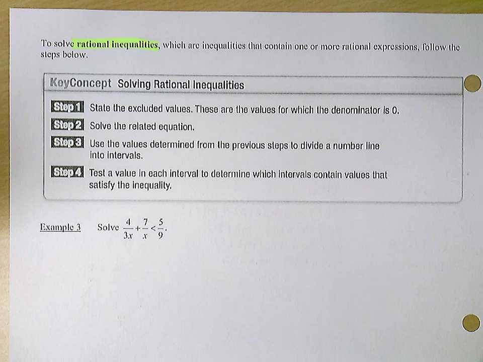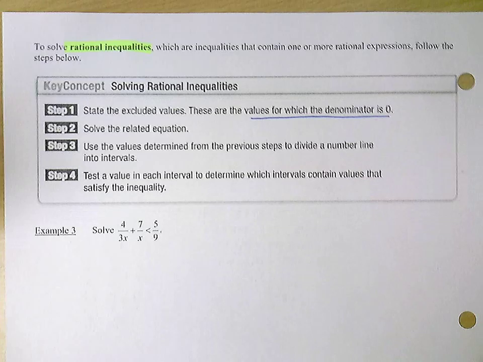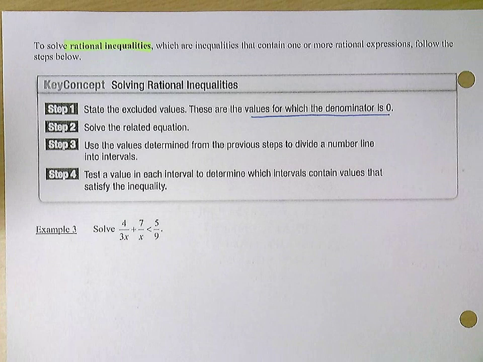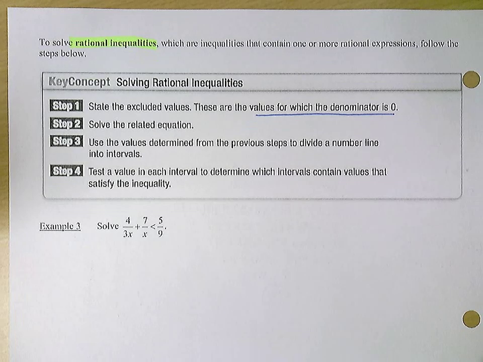Since it is a rational inequality, your denominator cannot equal 0. So you have to see where your denominators are equal to 0 so you can exclude that value. Those are the values for which the denominator is 0. It's the first thing you need to check. Step 2 is to solve the related equation. So that's what we were doing on the front. Find the least common denominator, multiply it through to find your variable.